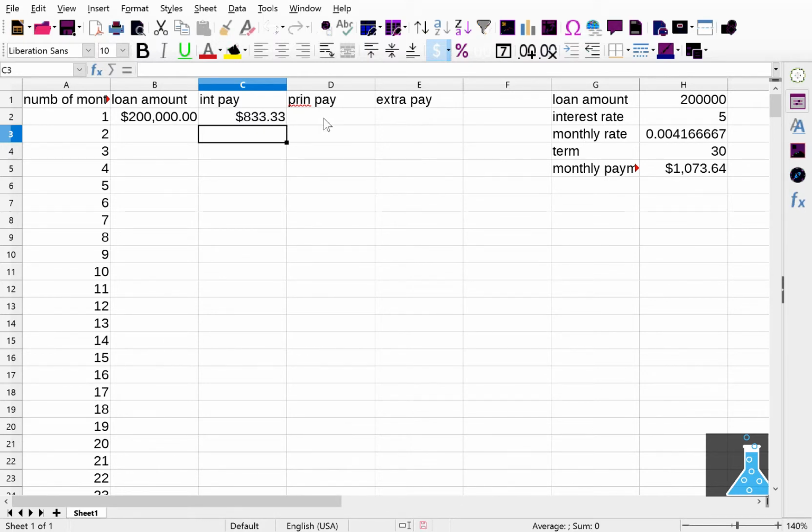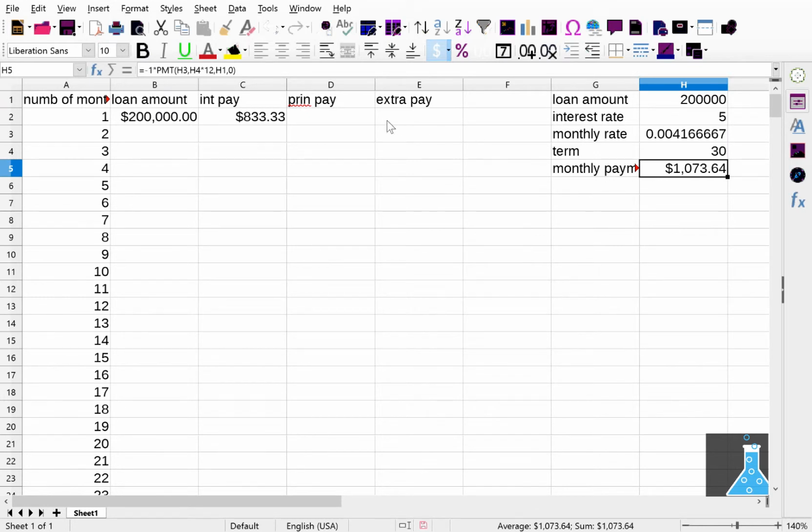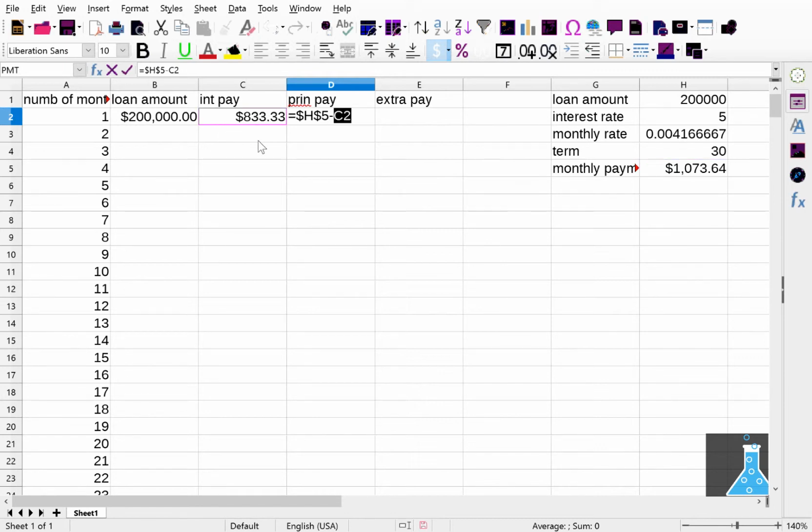Okay, so that's my interest payment. For the principal payment, I'm just going to take the monthly payment and subtract the interest payment to get my principal payment. So that equals my monthly payment, which is H5, and I'm going to make that a constant, minus my interest payment. And for the extra payment, I'm just going to say that's 0 for now.